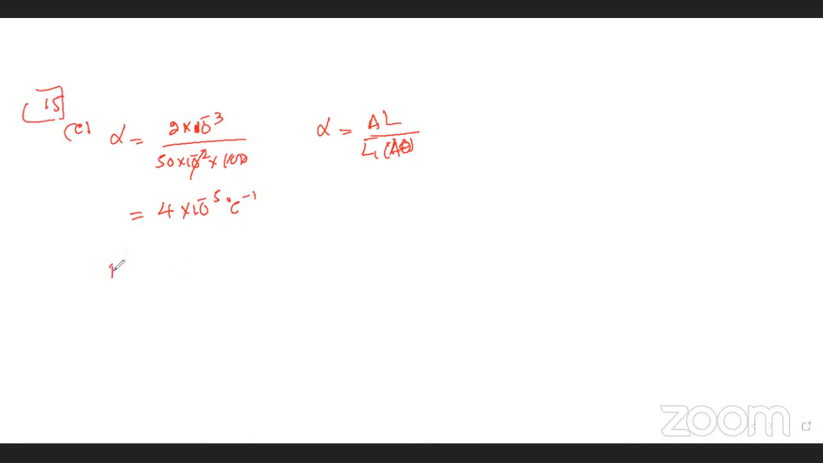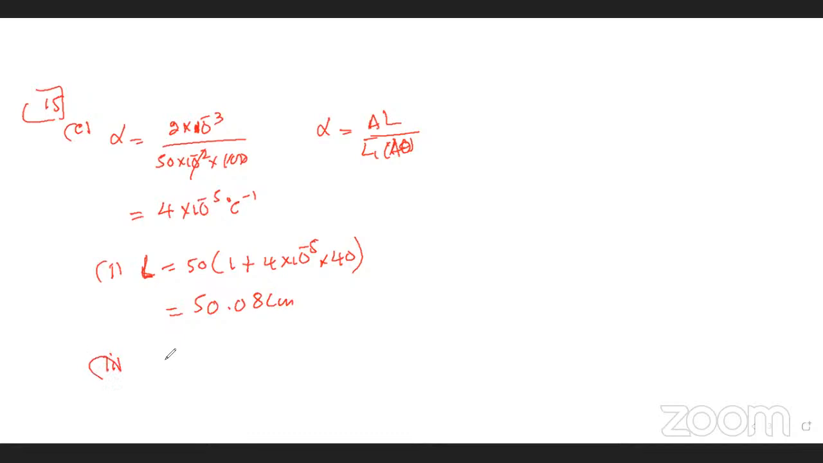Then find the length at 70. This is initially 50 centimeters times 1 plus alpha delta theta. And 70 Celsius means from 30 to 70, a 40 degree Celsius change. You can substitute and get the answer for this. So this is 50.08.